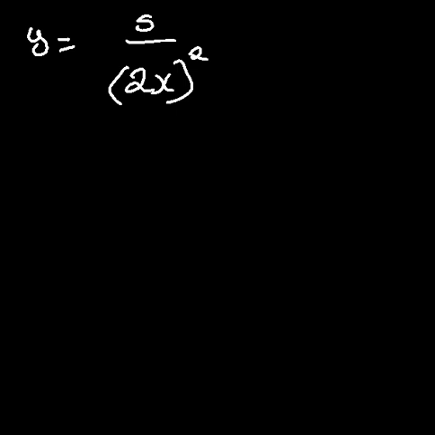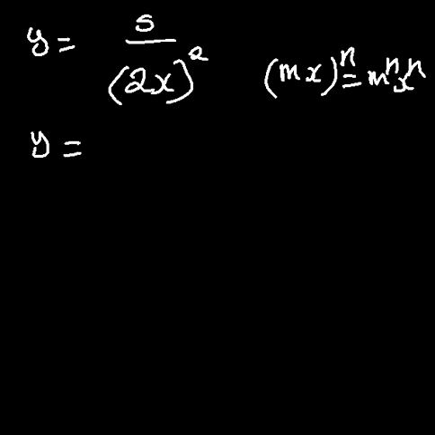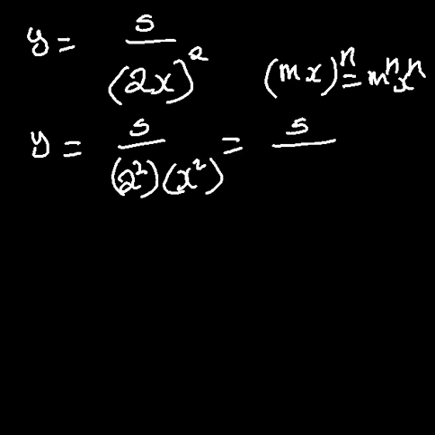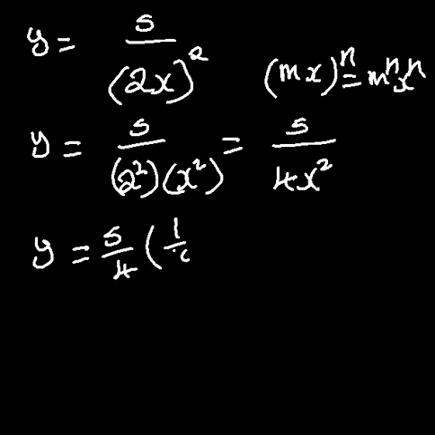So the first thing you should keep in mind is that if we have mx to the power n, this is the same as m to the power n times x to the power n. So if that is the case, then y is given as 5 over 2 to the power 2 times x to the power 2. And this is the same as 5 over 4 times x squared. So in this case, y is given as 5 over 4 times 1 over x squared.